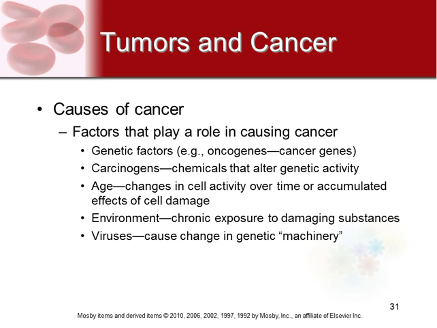So your cell activity changes over time, and you can accumulate those damaged cells, and the effects of them add up over time. And then your environment. So the chronic exposure to those damaging substances, chronic exposure to bad air or bad food or things like that, those can all predispose you for cancer.